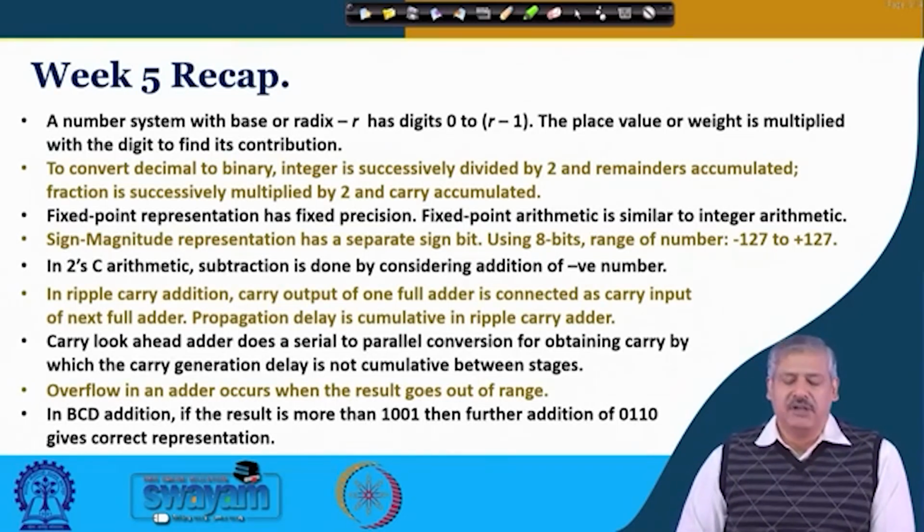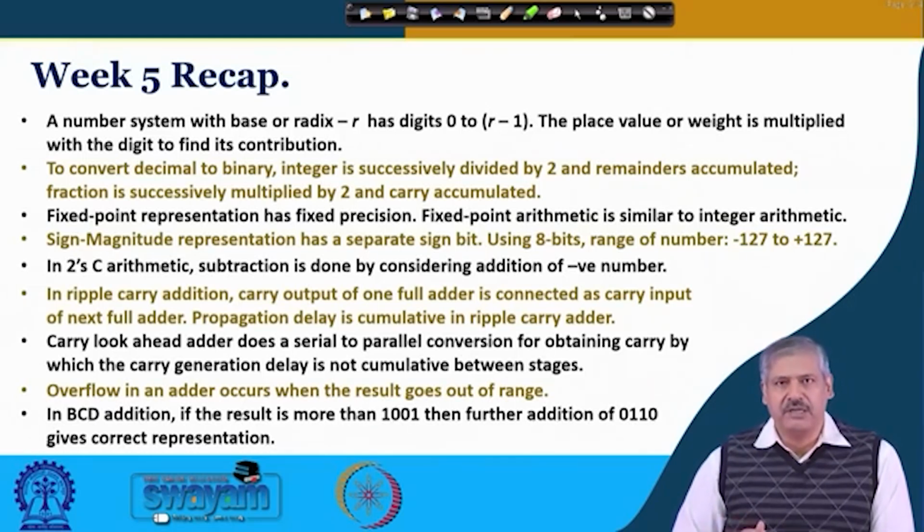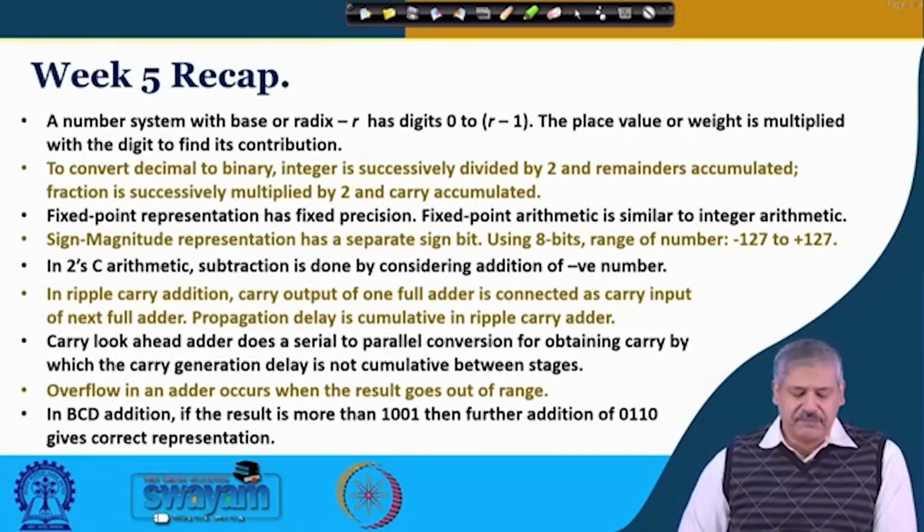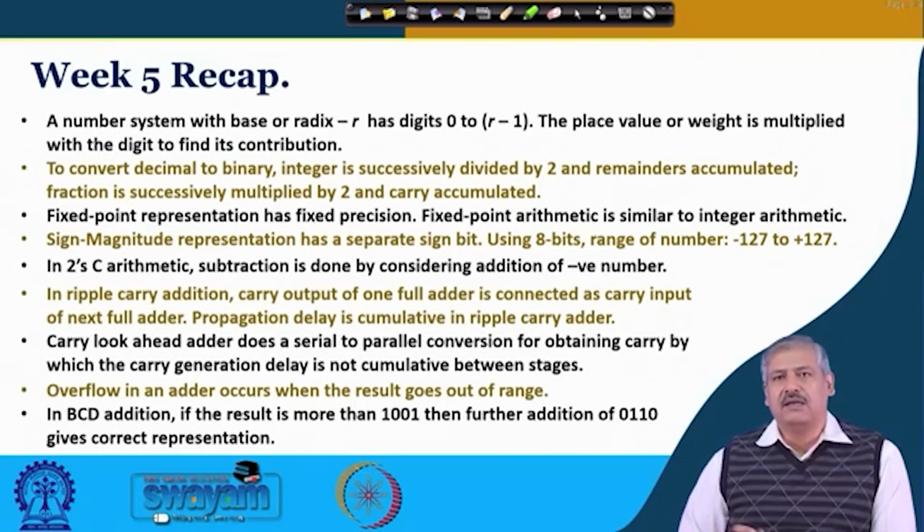And to convert decimal to binary, the integer part was successively divided by 2 and remainders were accumulated, and for the fractional part, coming after the binary point, it was successively multiplied by 2 and the carry was accumulated. And we had seen that fixed point arithmetic has fixed precision and it follows integer arithmetic. And for negative number representation, sign magnitude was discussed, and also 2's complement, 1's complement, all those things were there, and then we discussed 2's complement arithmetic.